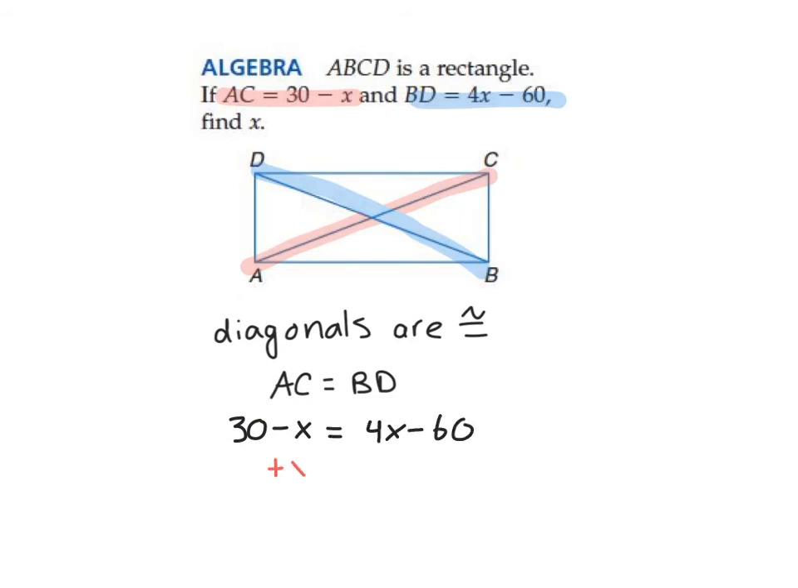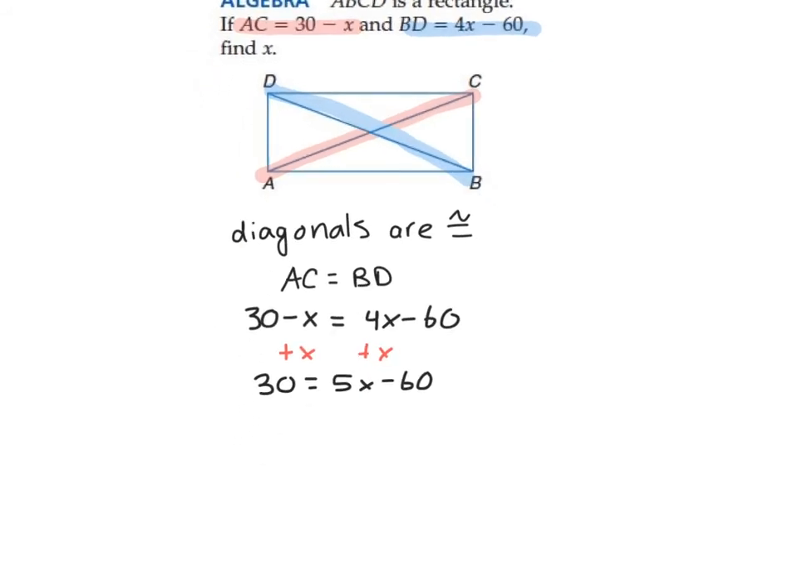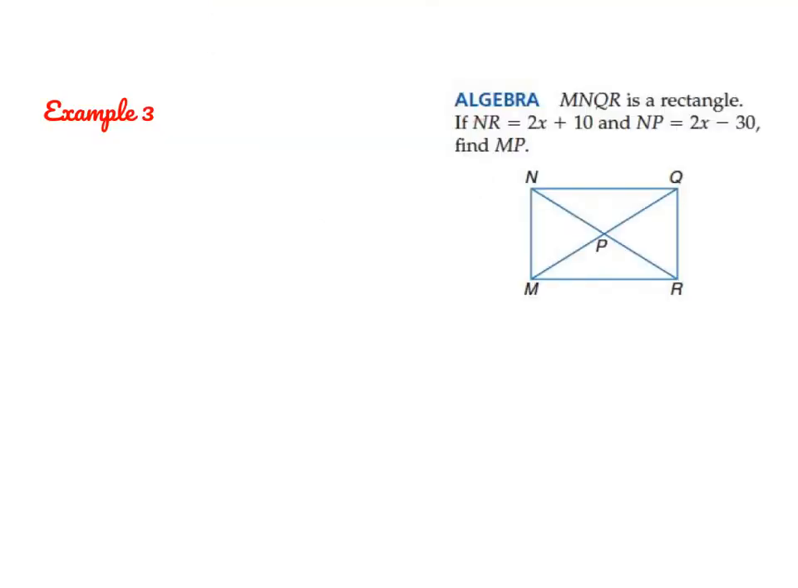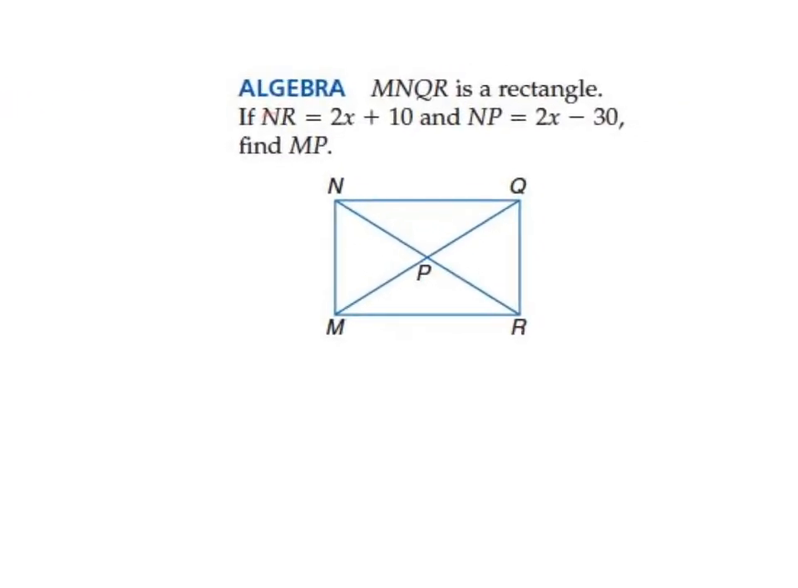So from here, I can solve for x. I'm going to add x to both sides, and then I'm going to add 60 to both sides, and then I'm going to divide both sides by 5. And we get x equals 18. And we're done. Now we did need to know a very important fact about rectangles, and that's the fact that the diagonals are congruent. If we didn't know this was a rectangle, we wouldn't be able to solve this problem in the same way. Okay, let's try this last one together.